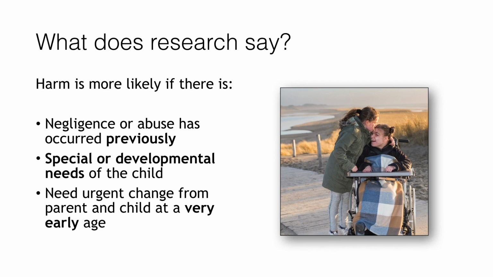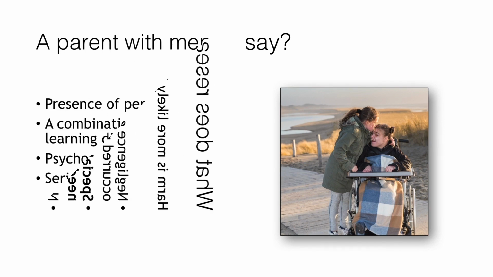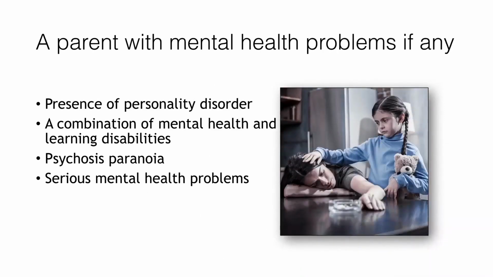We know children are more vulnerable to this happening again if they have developmental delay and special needs. We also know very young children who require rapid parental change are more vulnerable. With factors related to the parents, mental health features strongly. Likelihood of future harm is higher where there are certain types of personality disorder, combined mental illness and learning disability, paranoid psychosis, and any significant parental mental health problems.